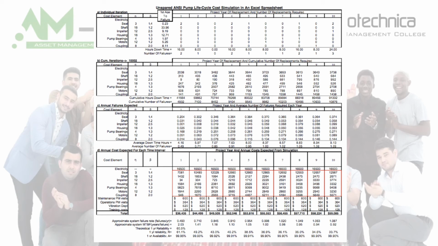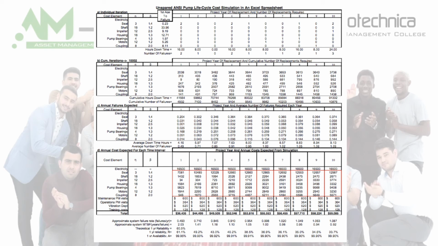9,540. In section C, the cumulative failures of section B are normalized on an annual basis by dividing each of the figures in section B by 10,002. This gives a totally representative annual expectation. Again, taking year 5 as our example, we can say that, firstly, we expect 0.364 seal failures on average in year 5, 0.046 shaft failures, and so on. Expected downtime in year 5 is 8 hours, and the total number of failures expected is 0.95.